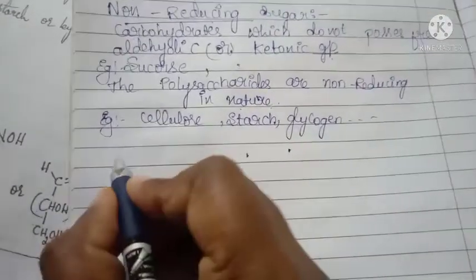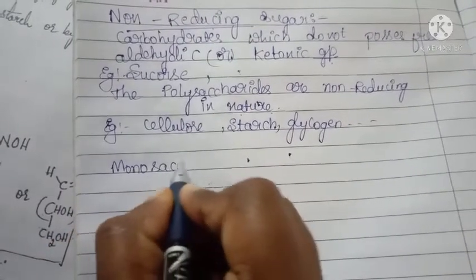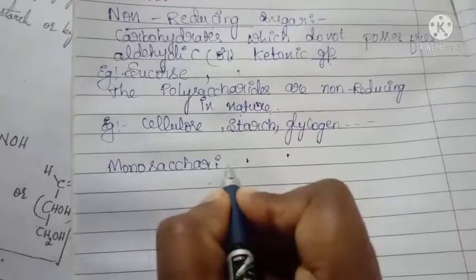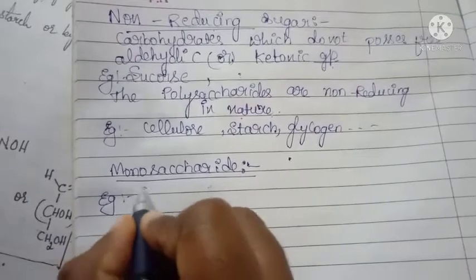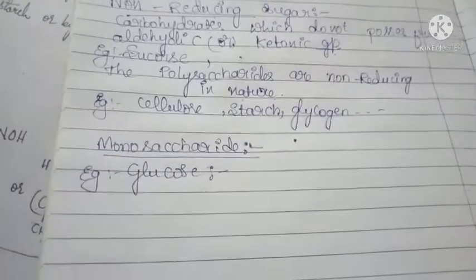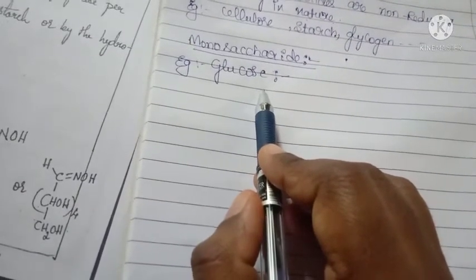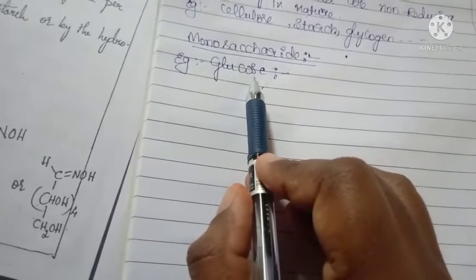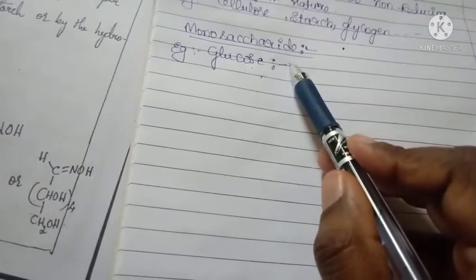Next is monosaccharide. The main example for monosaccharide is glucose. Next we will learn about the reactions and structure of glucose. Glucose is the most common monosaccharide present in all the plants and animals, and also fruits. Fruits also contain sugars. Grapes contain mainly glucose.